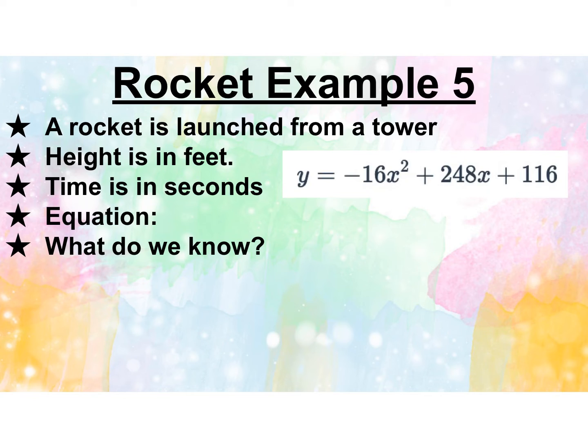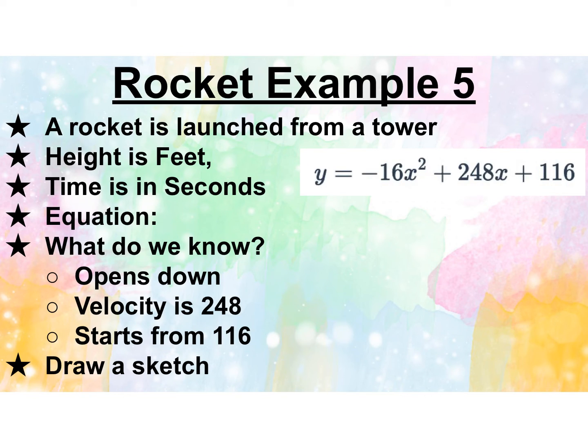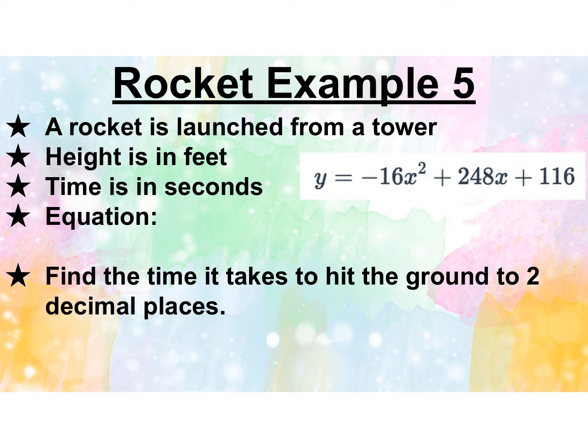So here we have a rocket. It's launched from a tower. The height is in feet. The time is in seconds. What do we know? So this is our gravity. This is our velocity. This is our starting height. So I'm just going to sketch a little bit here so we can get it. So it starts at 116. It is negative, so it goes up and comes down. That's what we're thinking so far. We know it opens down. The velocity is that. It starts there, and I just drew a sketch.